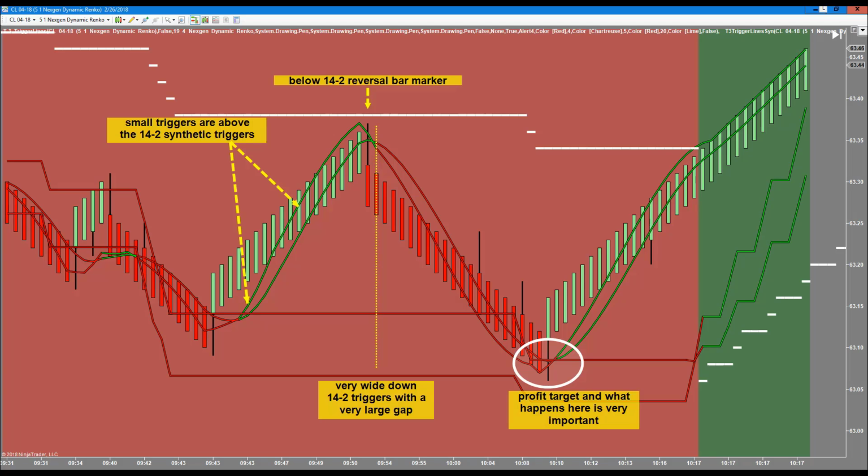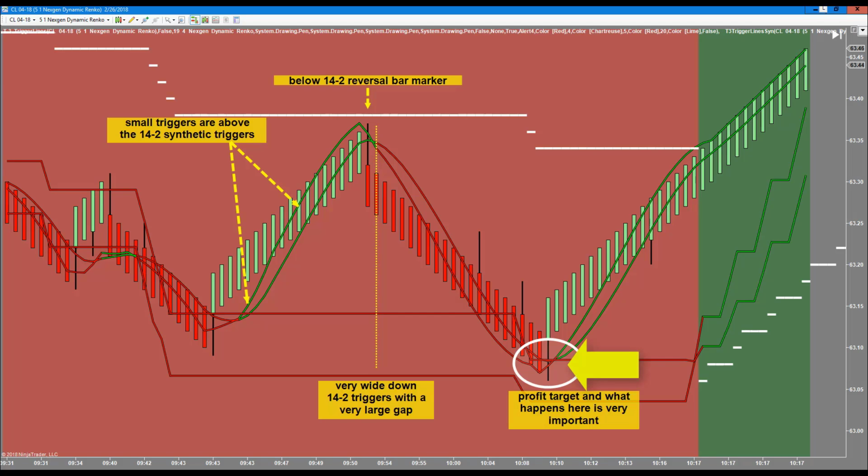In this example, you'll see we have an existing trend to the downside. However, our small triggers are now physically above the wide down synthetic 14-2 triggers. We still want to take trend trades if the areas that we can trade from, such as Fibonacci resistance, are very close to the 14-2 reversal bar marker. So again, if the small triggers are physically above the 14-2 triggers that are down, and you do not exceed the 14-2 reversal bar marker, we can take one more trend trade short.